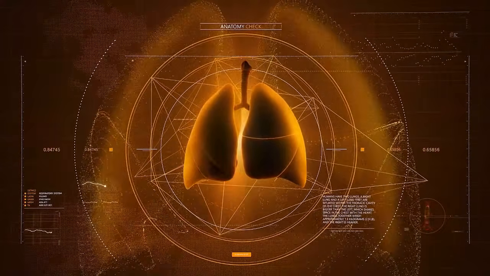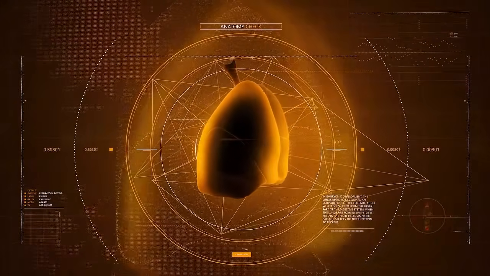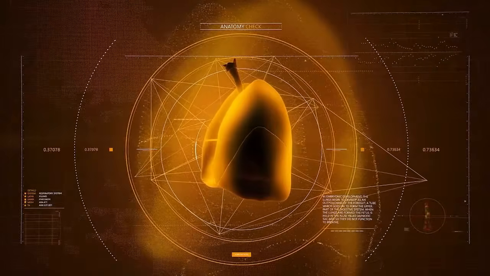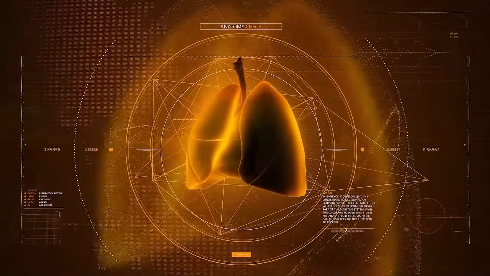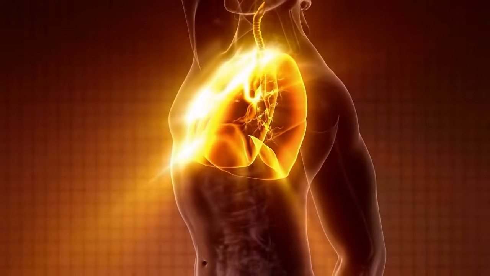The pharynx also contains the tonsils, which are small, round masses of lymphoid tissue that help to defend the body against infection. The pharynx also plays a role in speech, as the sound waves that are produced by the larynx pass through it on their way out of the body.